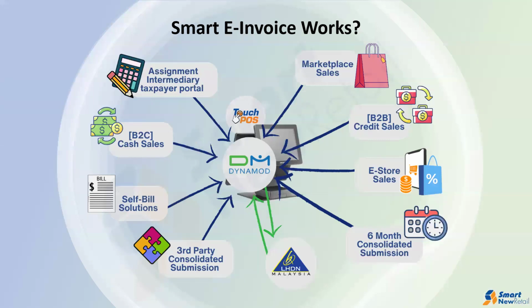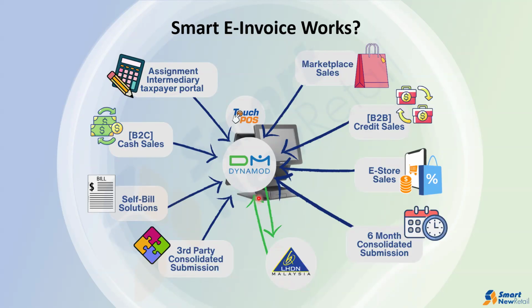Okay, for our software part, how does our Smart E-Invoice work? At first you have to assign us as your intermediary, where we submit your e-invoice on your behalf using our account. We submit your B2C cash sales and your self-bill, where we also have a self-bill solution. We also allow third-party integration. Let's say you are using another POS system that does not provide e-invoice submission, you can integrate with us.